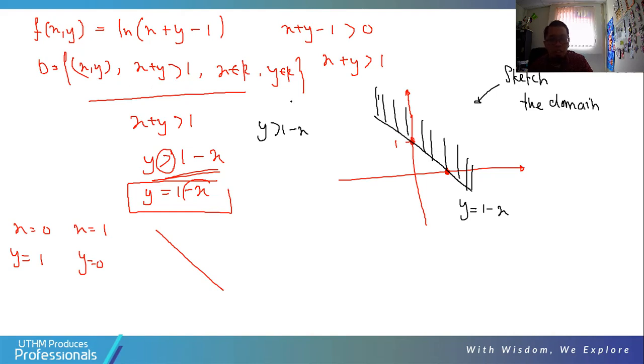Dapatkan domain dia and then sketch the graph. So first kita mesti dapatkan that dia boundary. So here is the boundary, y sama dengan 1 minus x. This one equal. Kalau larger, atas. Kalau less than, so the bahagian bawah, the bottom part. Okay, this is the way how you can sketch the domain.